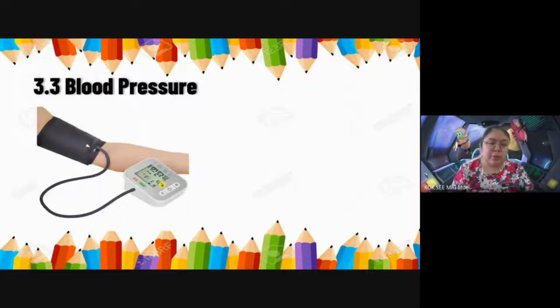Okay, for blood pressure, normally we are using this one piece of equipment. You don't need to go to the hospital or the clinic, you can measure by yourself when you buy this equipment. Later we need to know the name of this equipment. First, we need to know what blood pressure means.